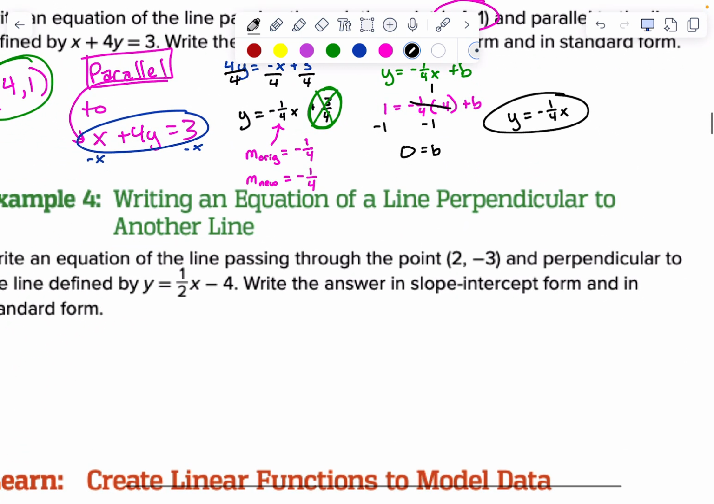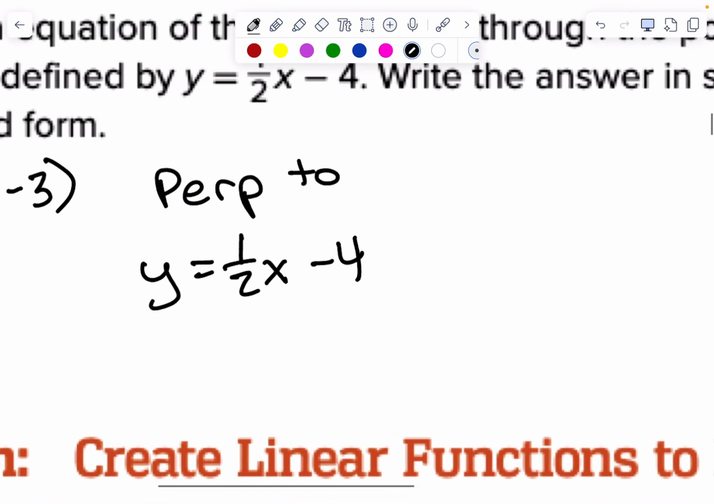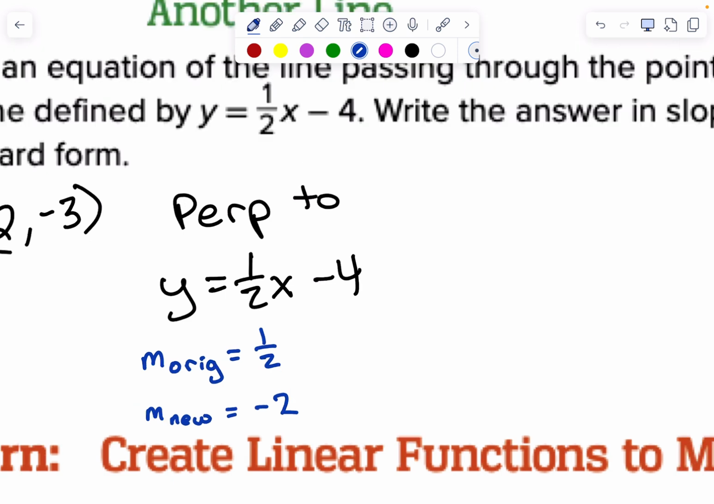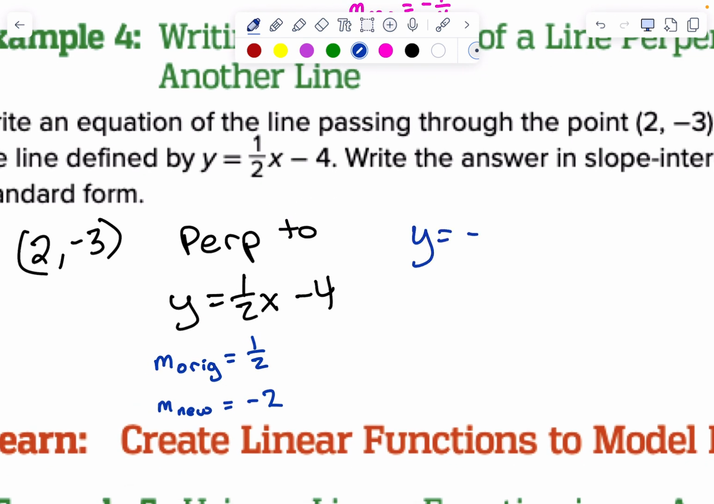So I want it to go through (2, -3), and I want it to be perpendicular to y equals 1/2 x minus 4. This is really nice because it's already in slope-intercept form for us. So what's the original m? 1/2. What's my new m? Negative 2. So y equals negative 2x.